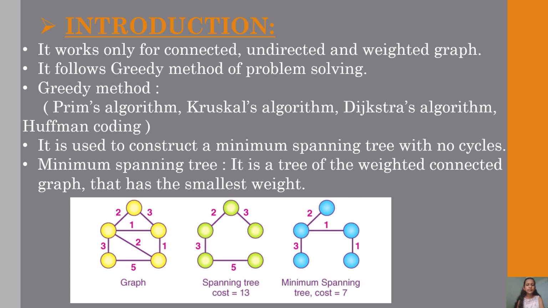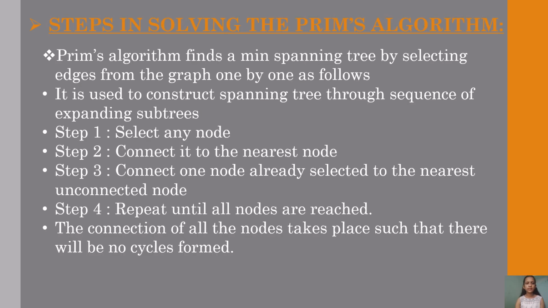Here is a graph that contains five vertices or nodes. There are two more trees, or two more graphs, which are constructed from the original graph. They also contain five edges, but the spanning tree cost of the first graph is 13, whereas the second graph is 7. So the first graph is considered a spanning tree and the second graph is considered a minimum spanning tree. Usually there are four steps in solving Prim's algorithm.